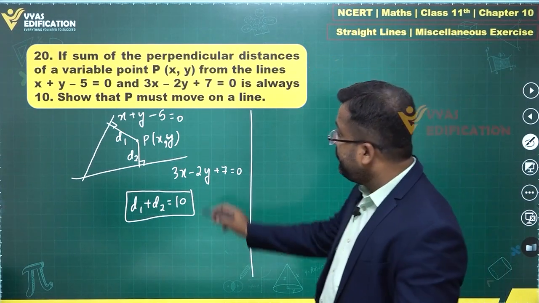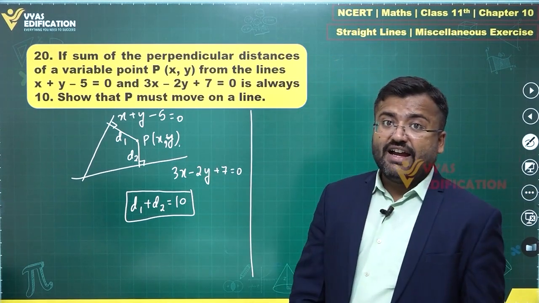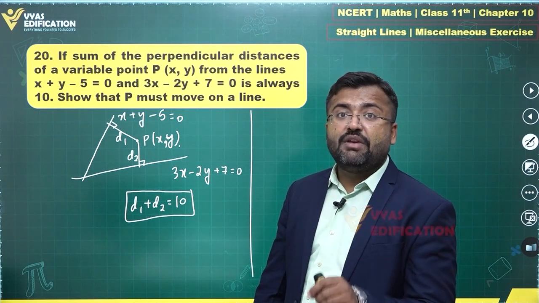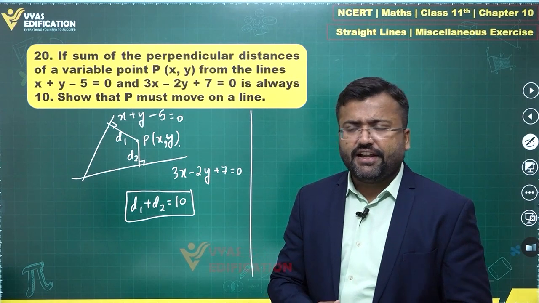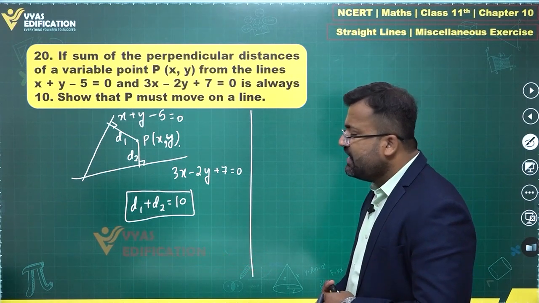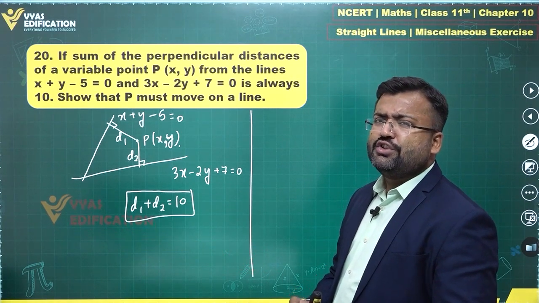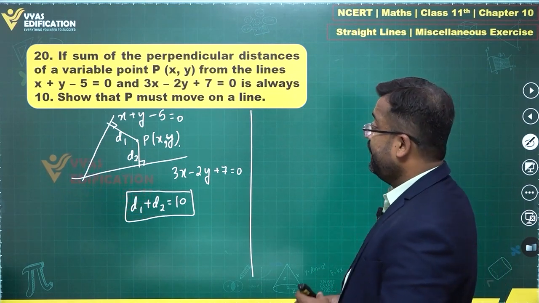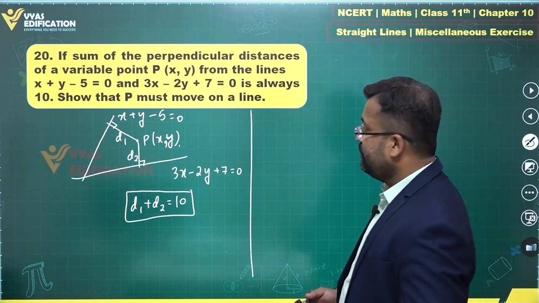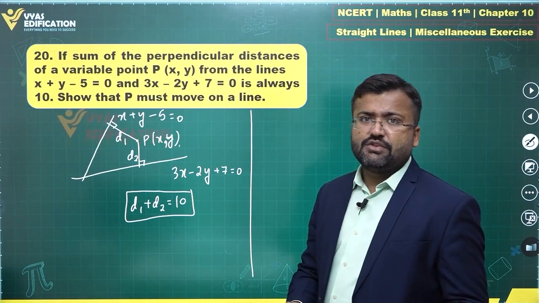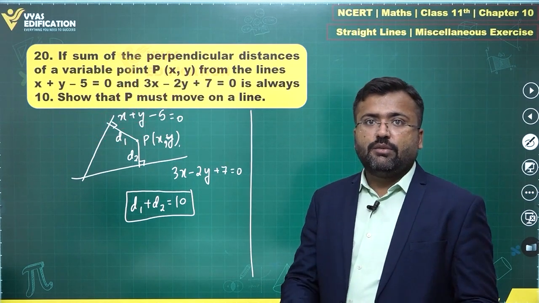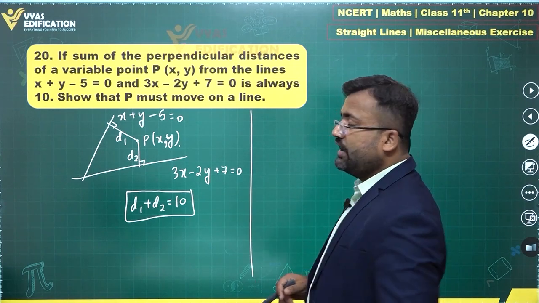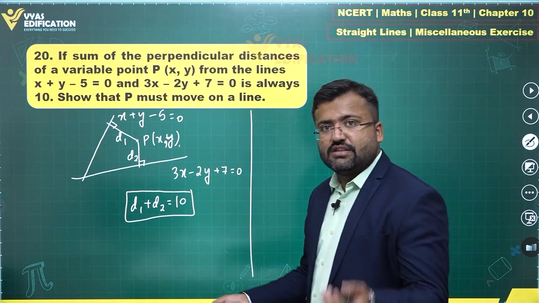So you have to find the relation between x and y, and that relation will be a linear relation between x and y. Therefore, you can say that P will move on a straight line. In other words, this is basically a question based on locus. Now, for those of you who have studied for competitive exams, you would realize that this is a direct question based on locus. Otherwise, you're not supposed to worry about anything. Simply focus on the solution.